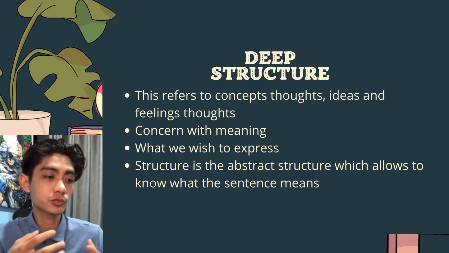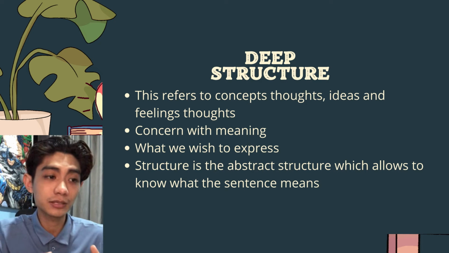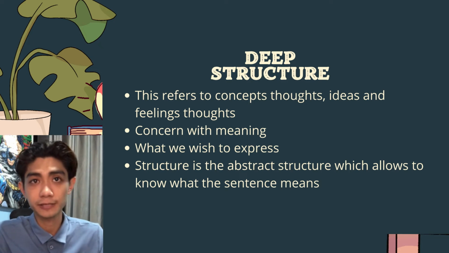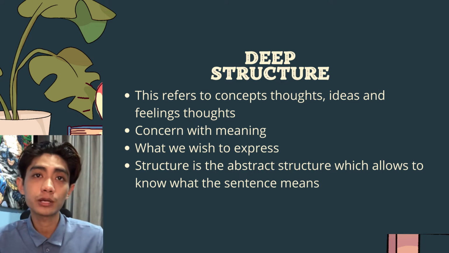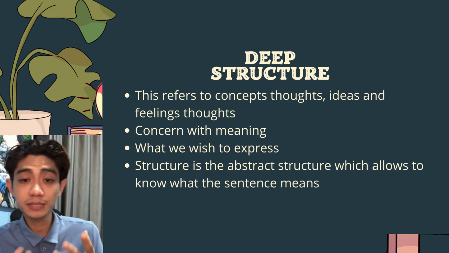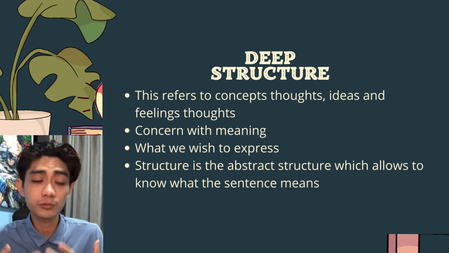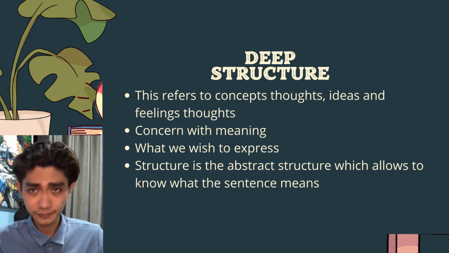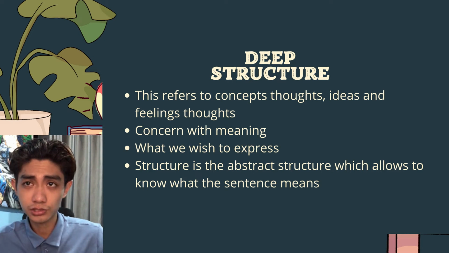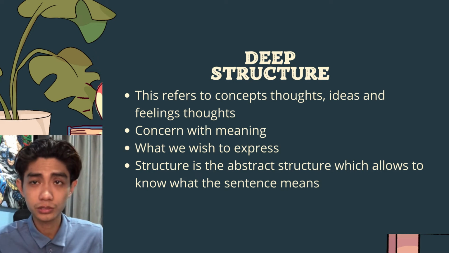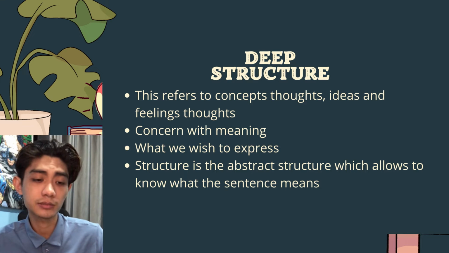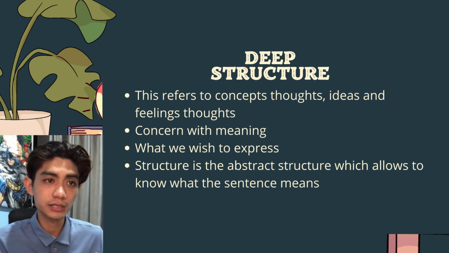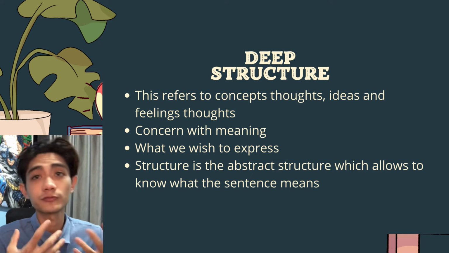Let's say if I want to write something, it concerns the meaning of what I'm going to write, what I just wrote or things like that. And then what we wish to express. Deep structure concerns what we wish to express from ourselves to our writing. And then deep structure is an abstract structure which allows us to know what the sentence means. Like I said just now, when I write something, the deep structure is going to explain what I am actually trying to convey.